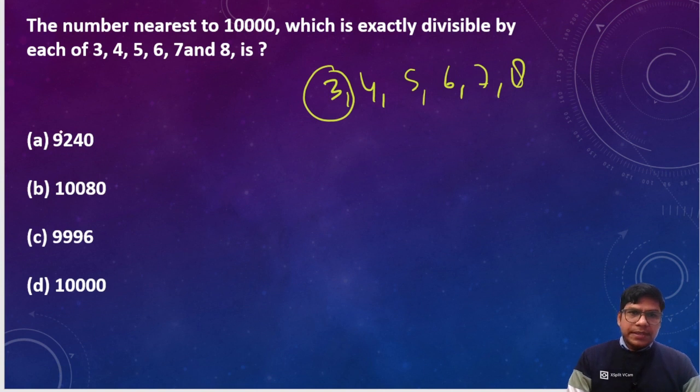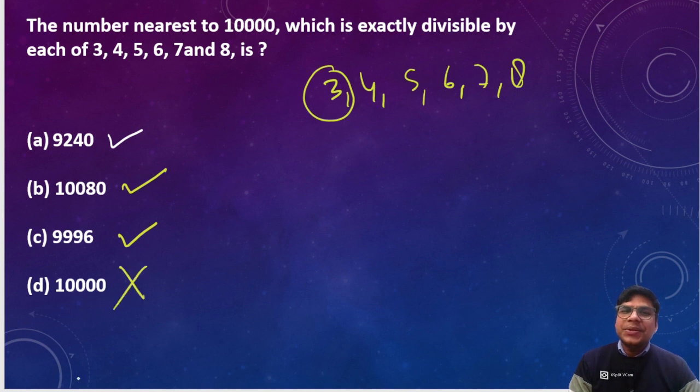First of all, we have to use 3 as a tool because the divisibility rule of 3 is very easy. Is this option divisible by 3? Yes. Is this option divisible by 3? Yes. Is this option divisible by 3? No. So we have eliminated one option out of the 4 given options.